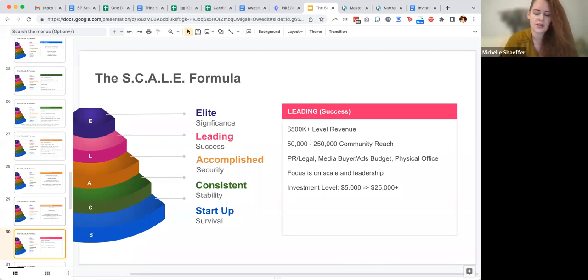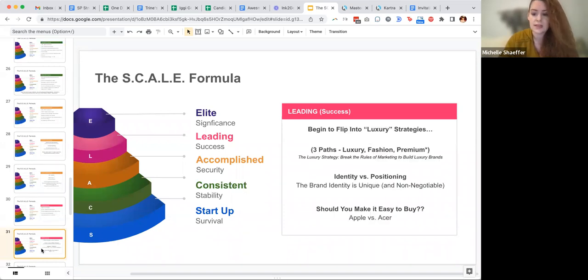This is where it's also easy to get offers over 25K, when businesses are at this level. So if you've got a very high ticket offer, you want to be intentional about attracting these two higher levels into your business. This is also where marketing really starts to flip, right? So it's not about everybody gets this free thing, come to this webinar. It flips into what's called luxury strategies.